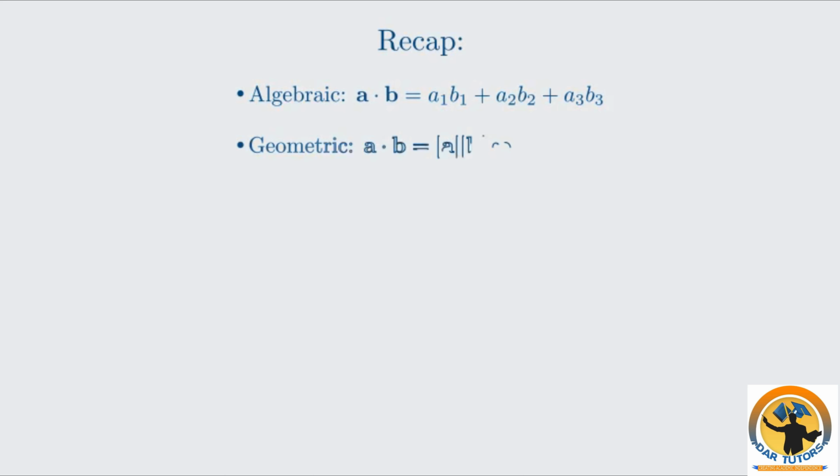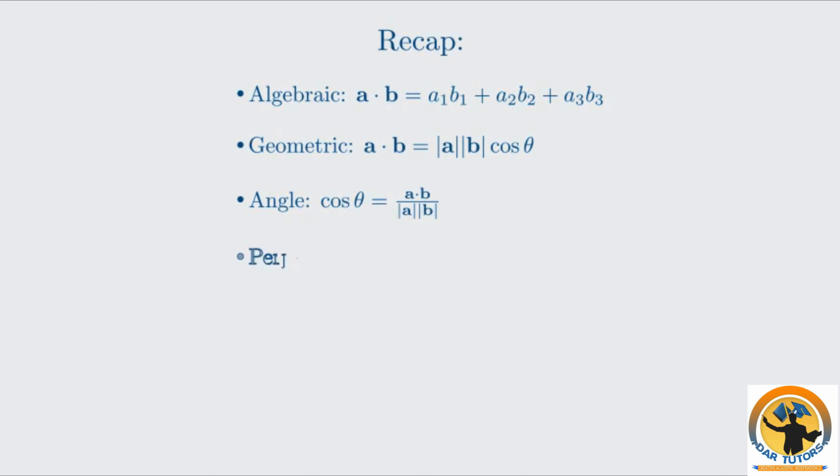Let's quickly recap what we've covered. We started with the algebraic definition of the scalar product, a dot b equals a1b1 plus a2b2 plus a3b3. We then derived the geometric definition, a dot b equals magnitude a times magnitude b times cosine theta. We saw how these two definitions are connected and how they allow us to find the angle between two vectors.